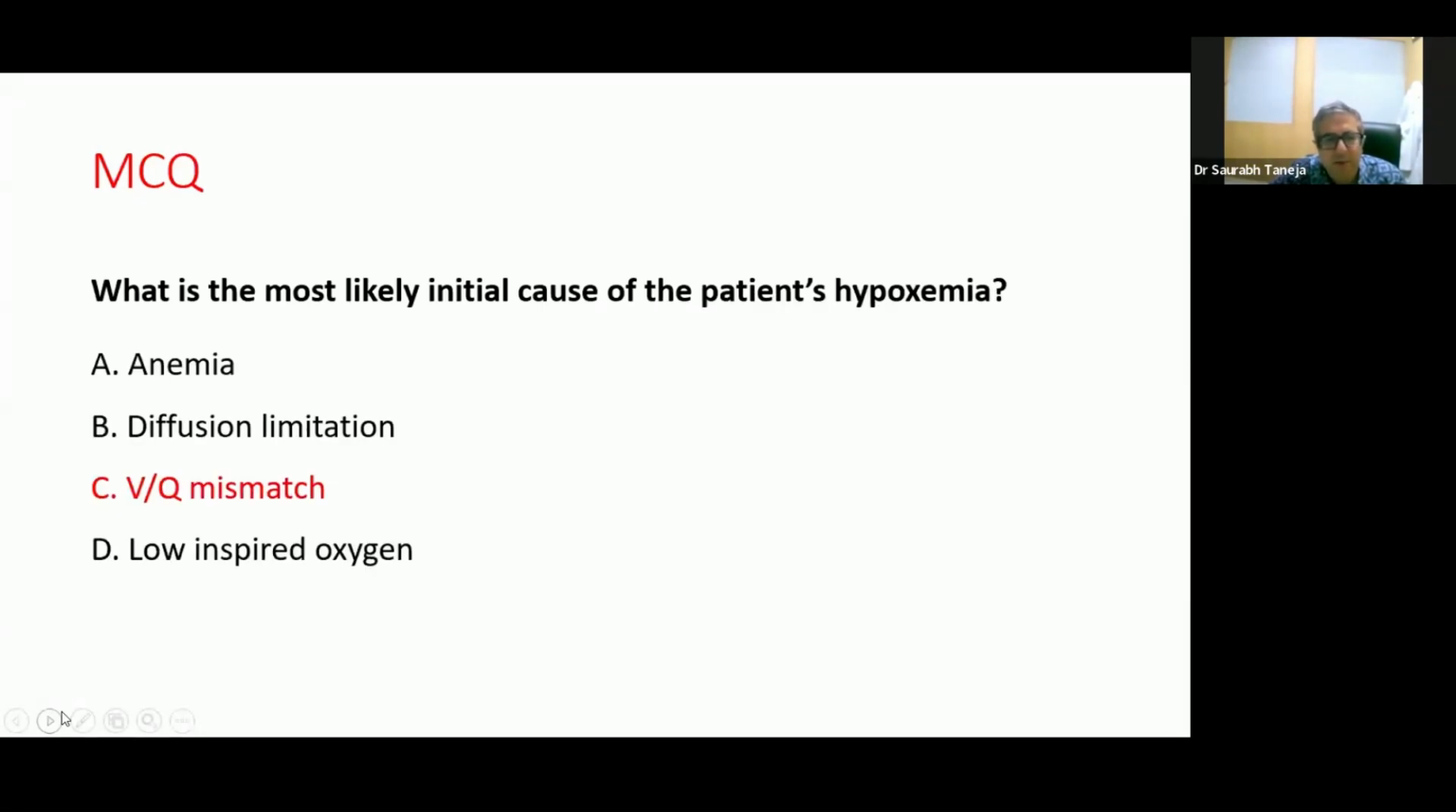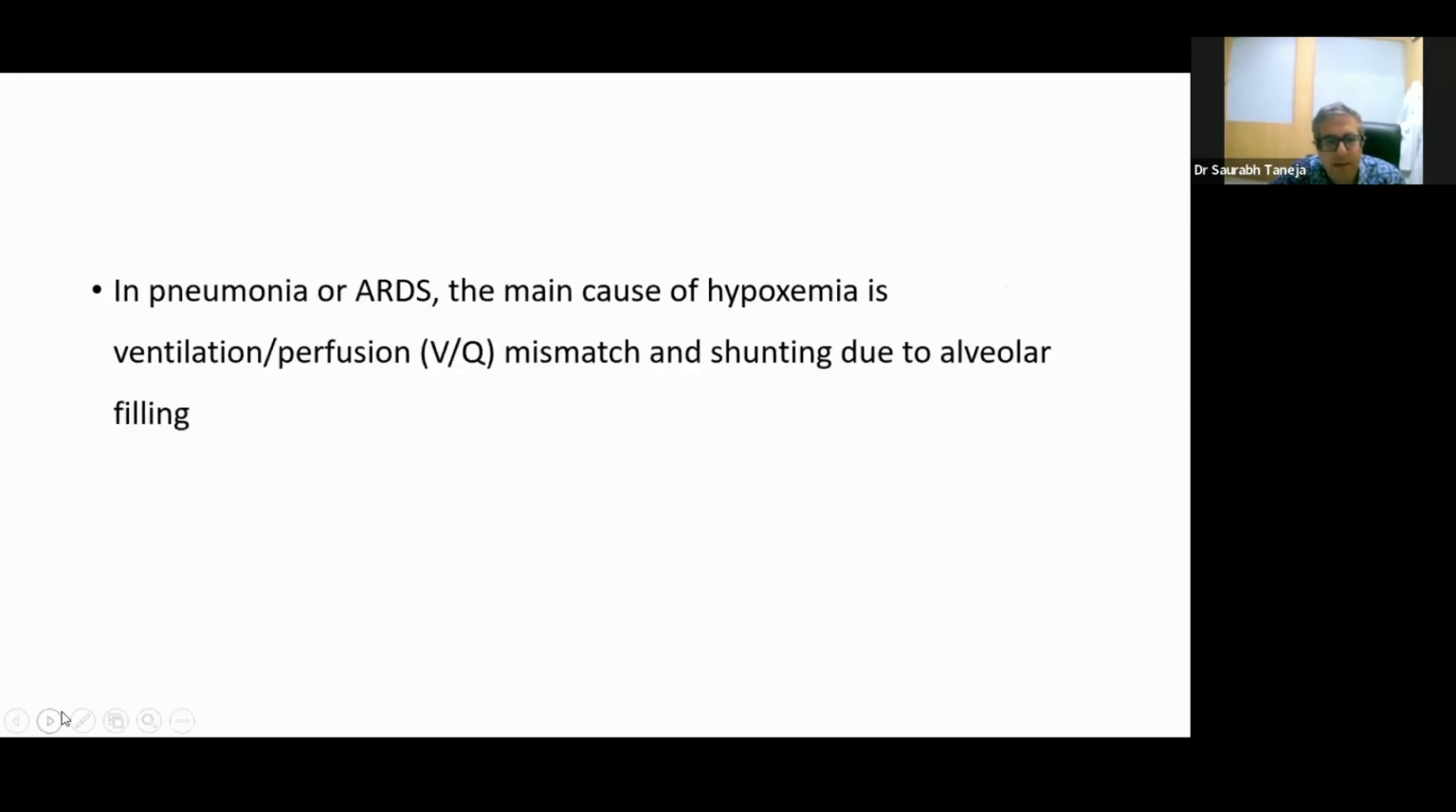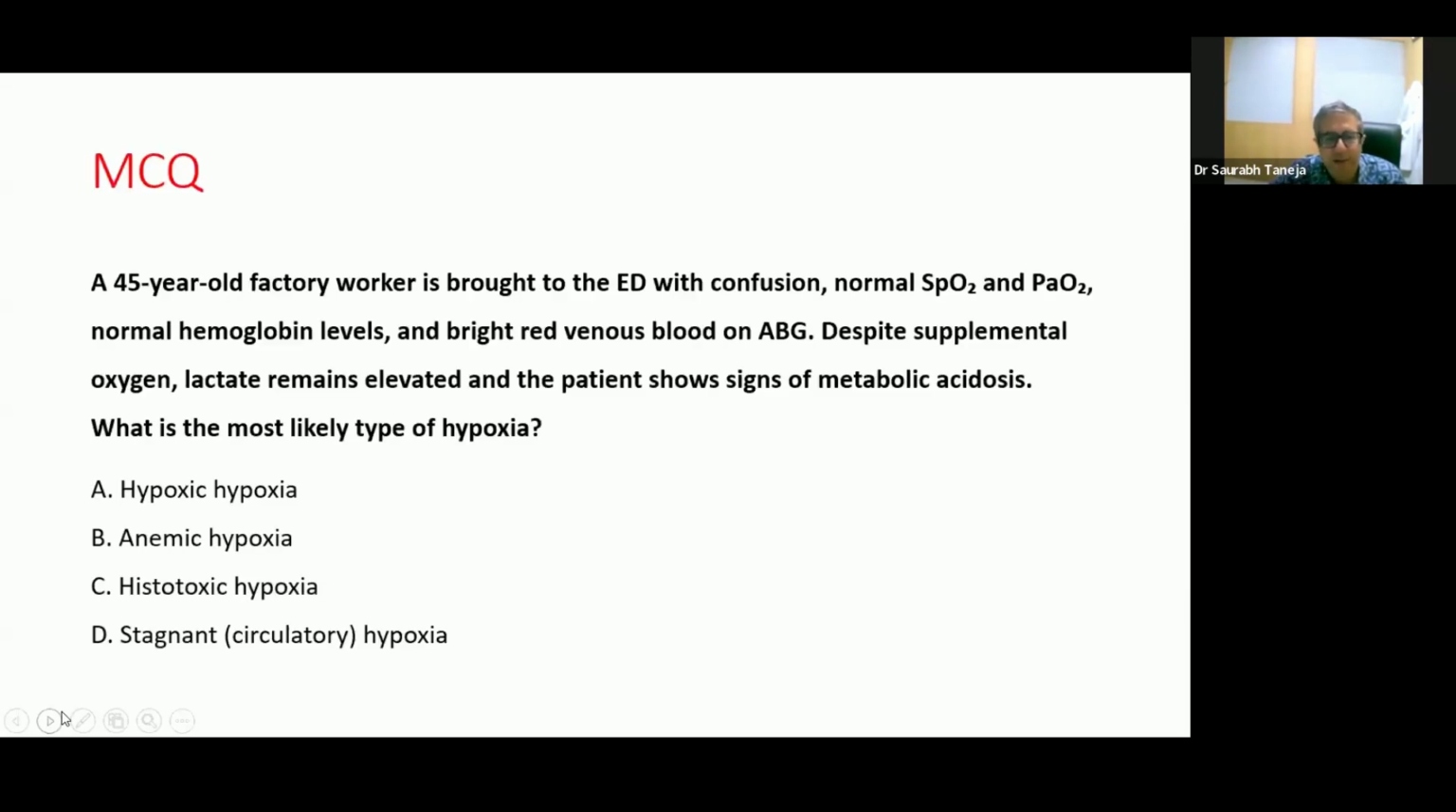So the correct answer is VQ mismatch. We told you that VQ mismatch or ARDS is one of the most common causes of hypoxemic hypoxia. That is what our patient is suffering from. In pneumonia or ARDS, the main cause of hypoxemia is ventilation perfusion, or VQ, mismatch and shunting due to alveolar filling.